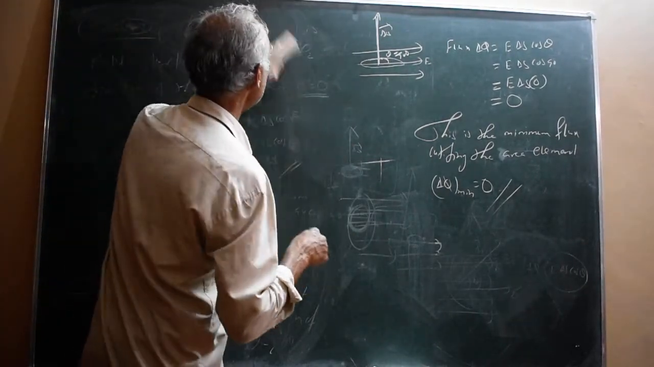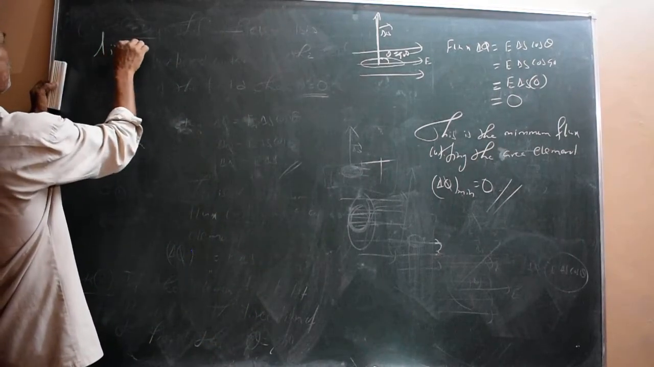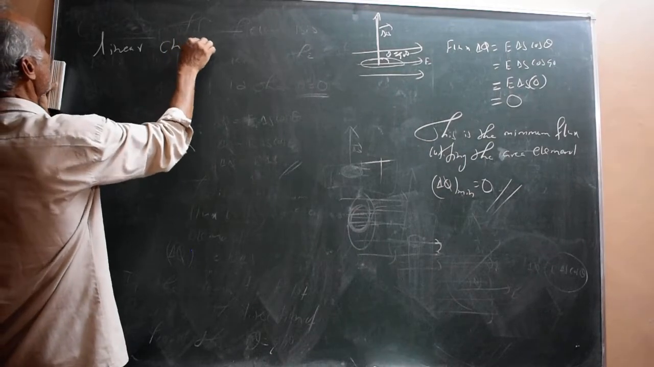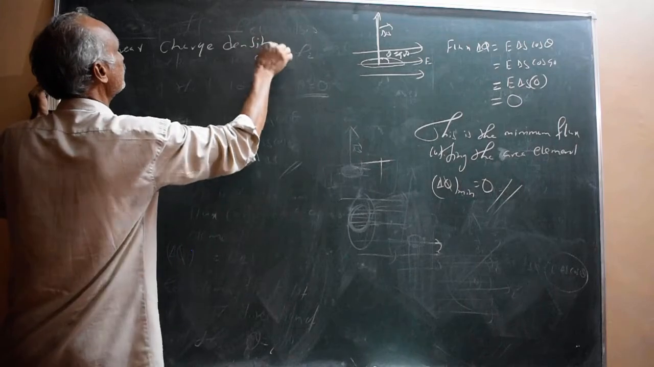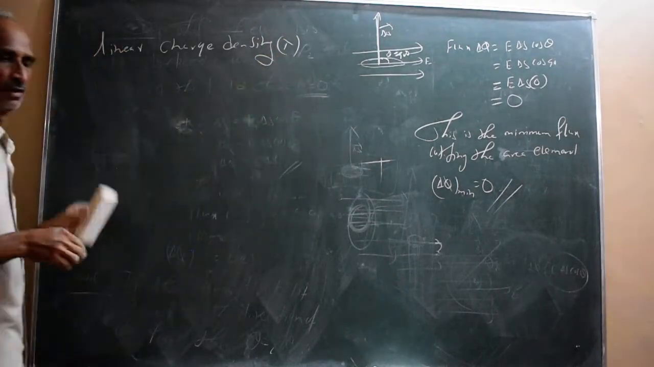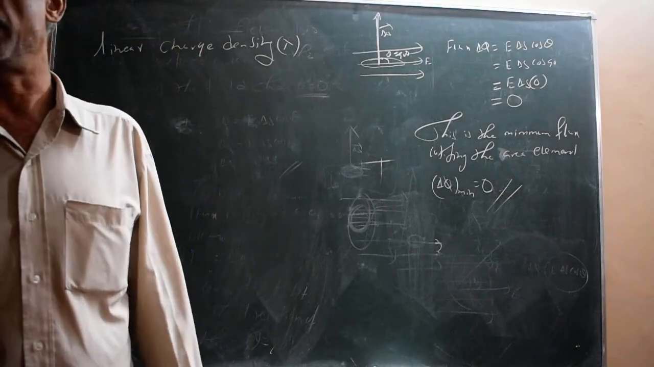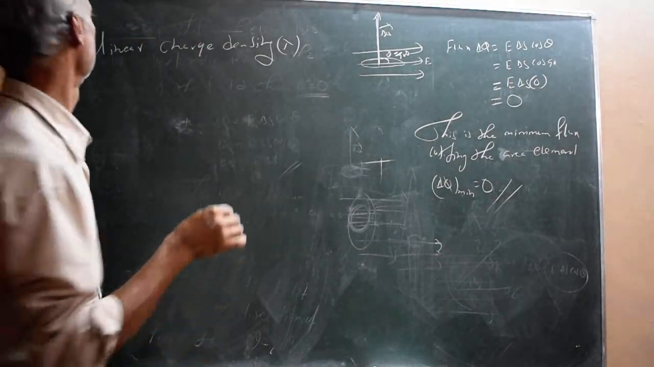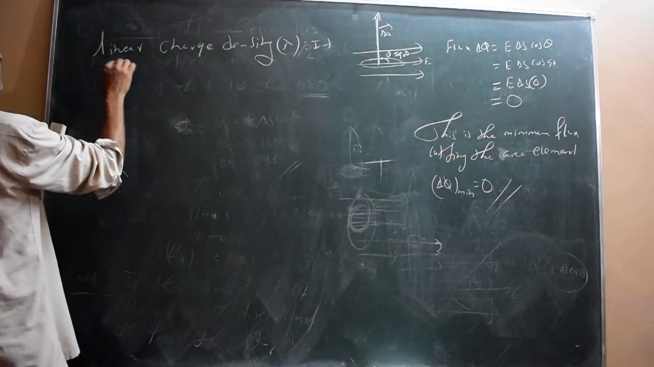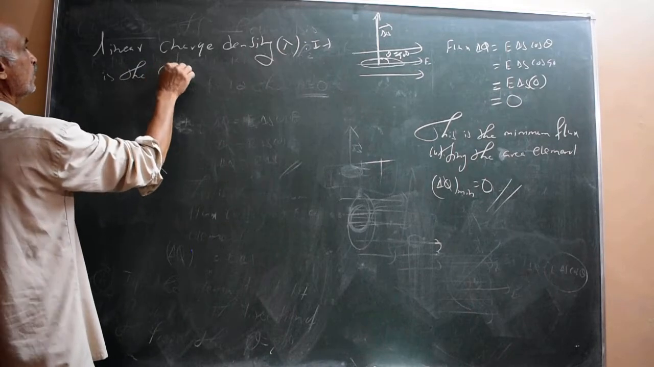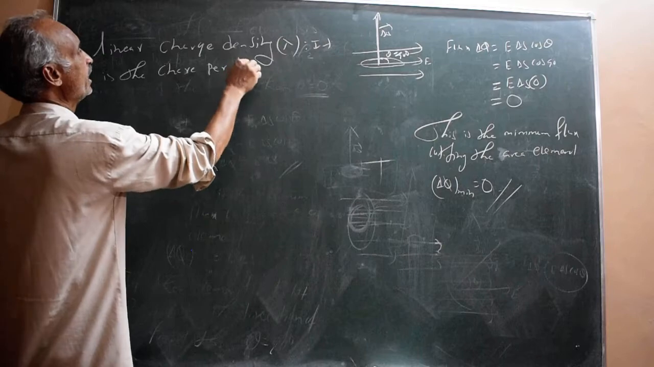First definition, linear charge density. The symbol is lambda. It is the charge per unit length of a wire.